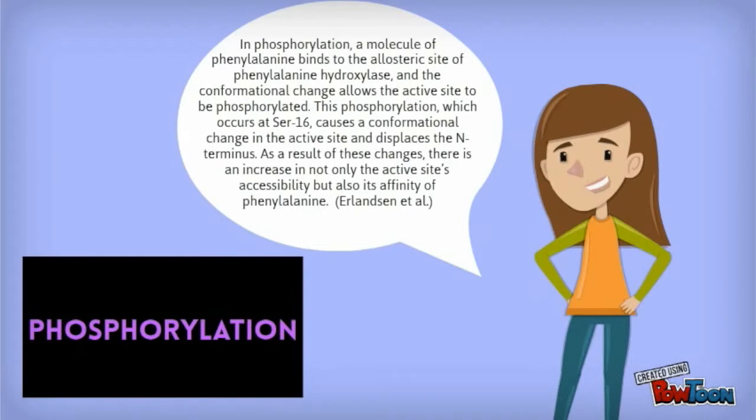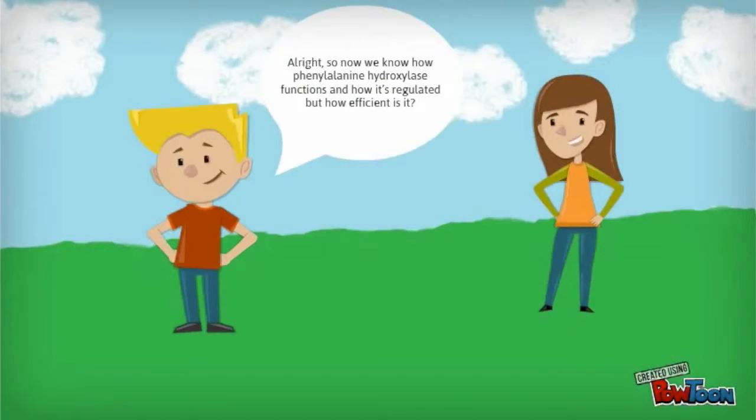In phosphorylation, a molecule of phenylalanine binds to the allosteric site of phenylalanine hydroxylase, and the conformational change allows the active site to be phosphorylated. This phosphorylation, which occurs at serine 16, causes a conformational change in the active site and displaces the N-terminus. As a result of these changes, there is an increase in not only the active site's accessibility, but also its affinity to phenylalanine.